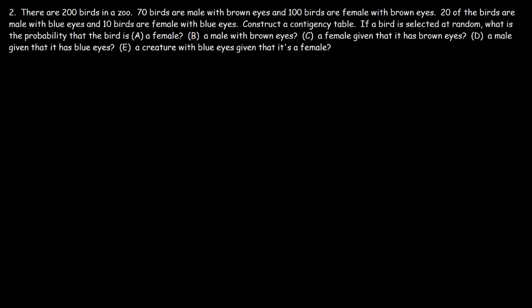There are 200 birds in a zoo. 70 birds are male with brown eyes, and 100 birds are female with brown eyes. 20 of the birds are male with blue eyes, and 10 birds are female with blue eyes. Construct a contingency table. So let's begin by doing that first.